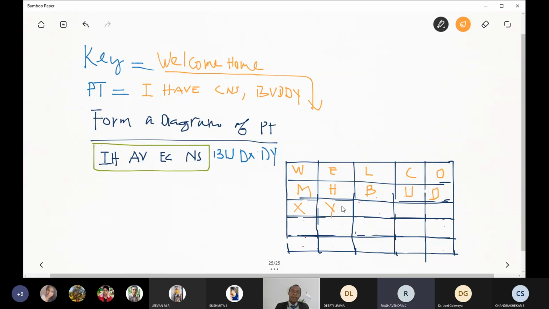Sir, you have to include the plain text also in that table. Yes, thanks for being keen. Body has to be up there. Body has to be here. Sorry, I was in a hurry. Welcome home, buddy. So that's the key. H is there.